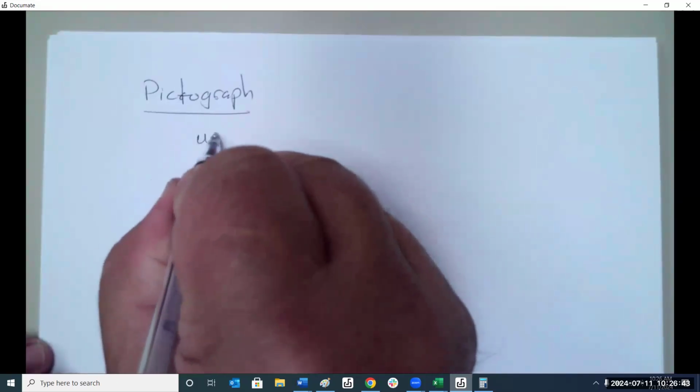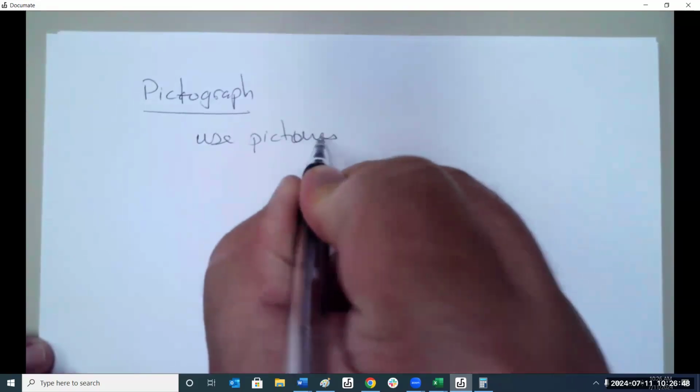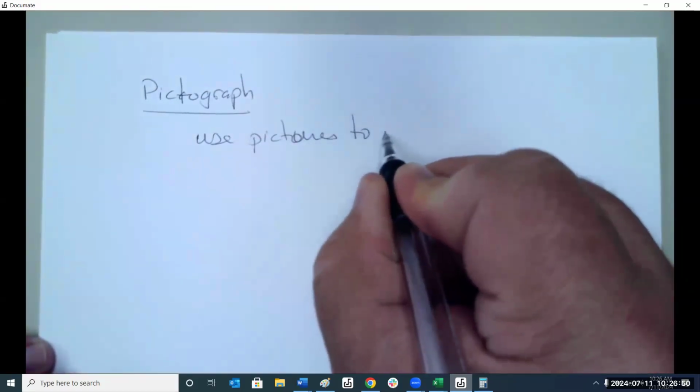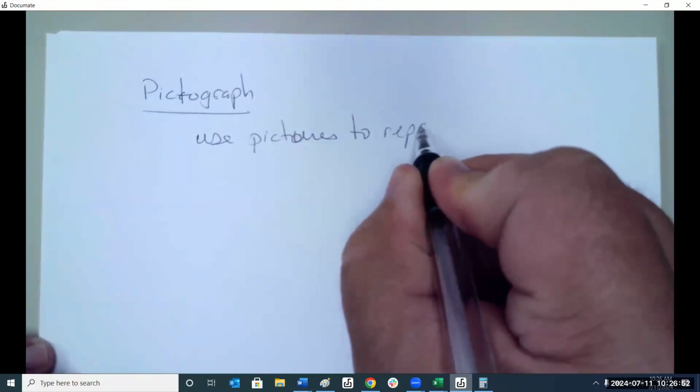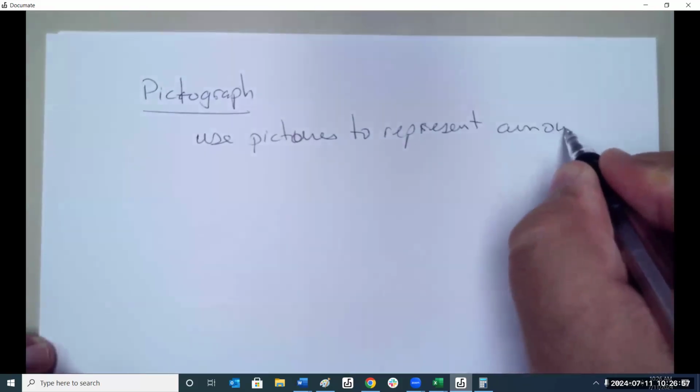Another one you probably have seen, and actually I know you have, because if you took the SAT or any type of standard exam, you have one of these. Pictograph. Pictographs use pictures to represent an amount.